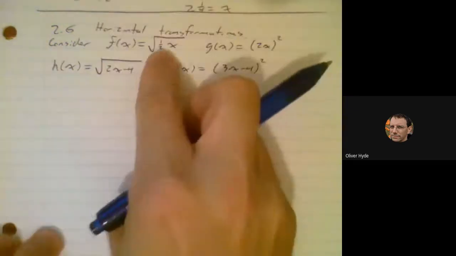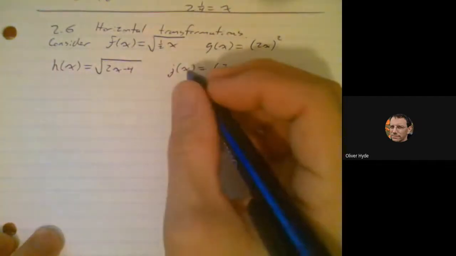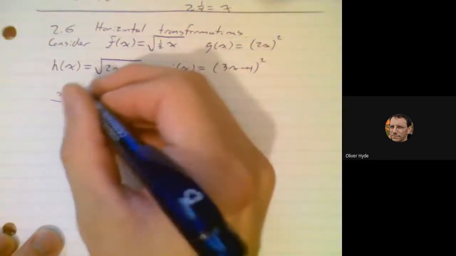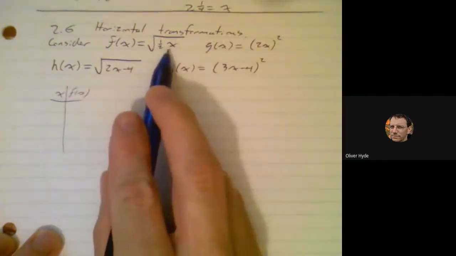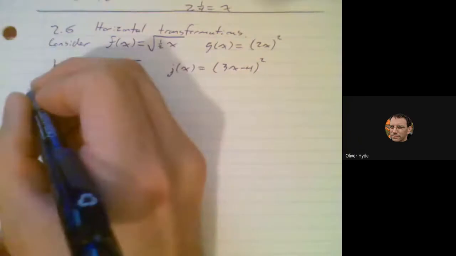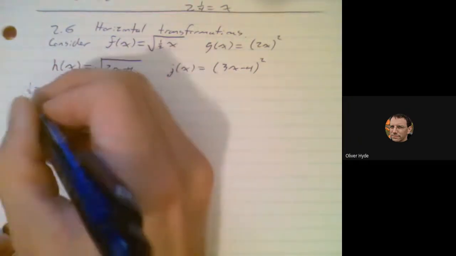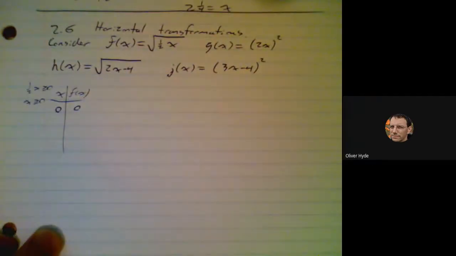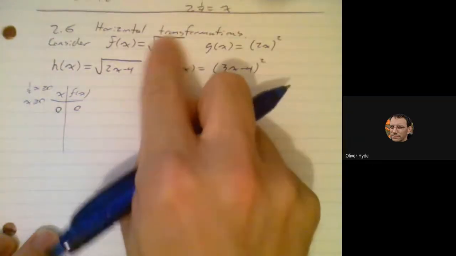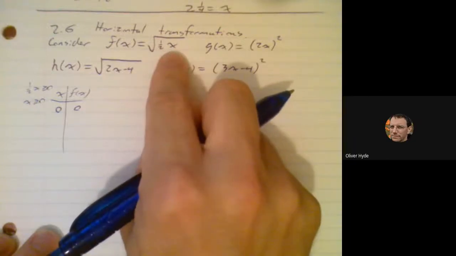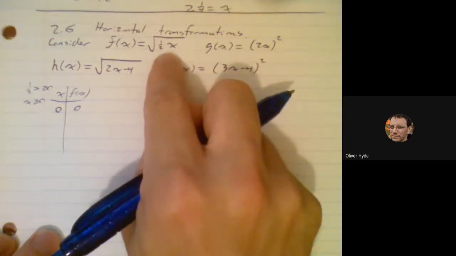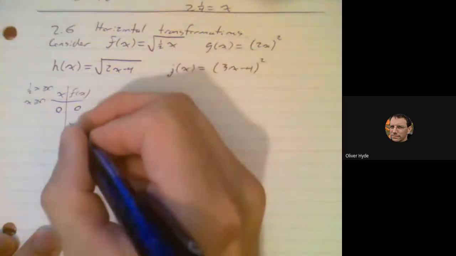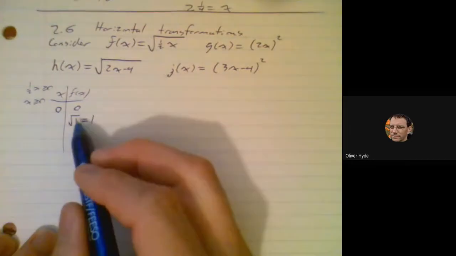So f of x equals the square root of 1/2 x. Let's go back to a table of values, maybe one last time. If I need 1/2 of x to be greater than or equal to 0, x still has to be greater than or equal to 0. An input of 0 still yields an output of 0. If I want to keep my radicands perfect squares, the next radicand I would like would be 1, whose square root is 1.